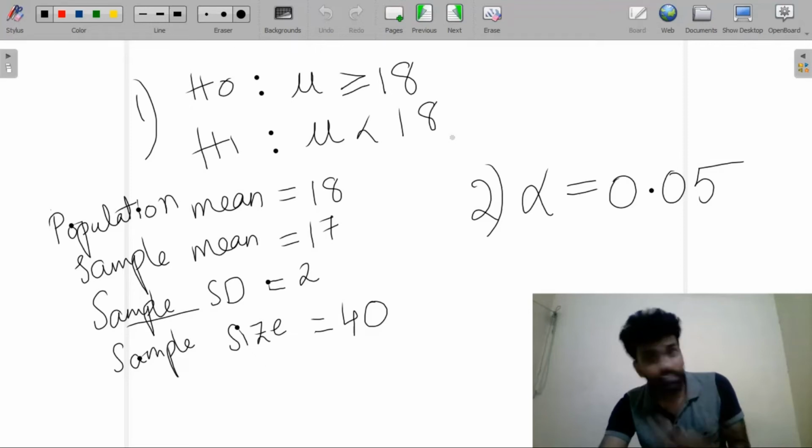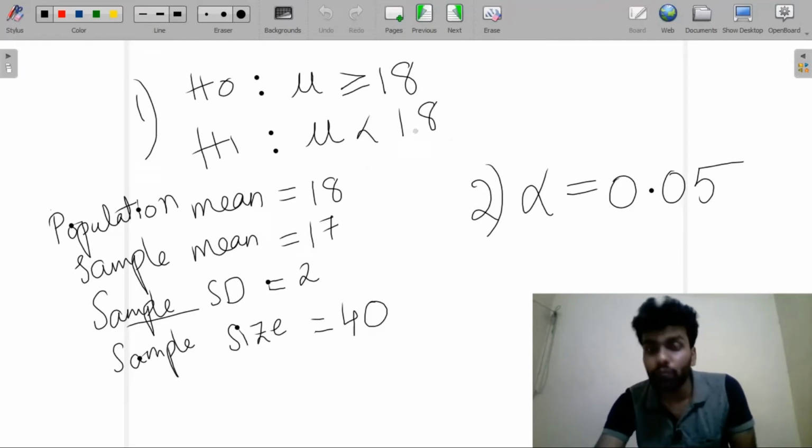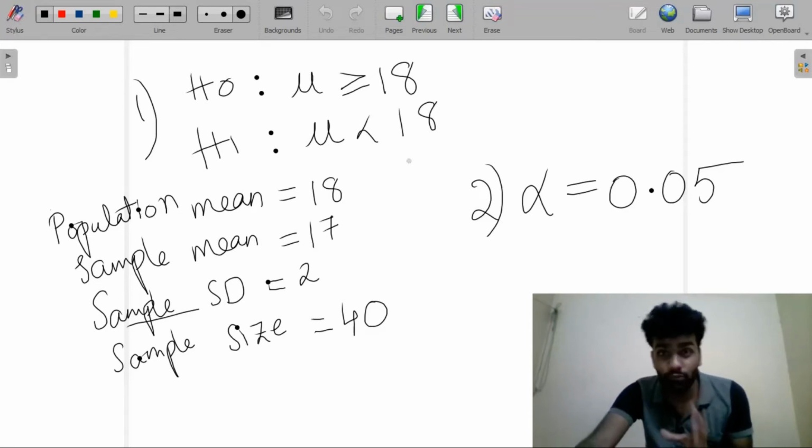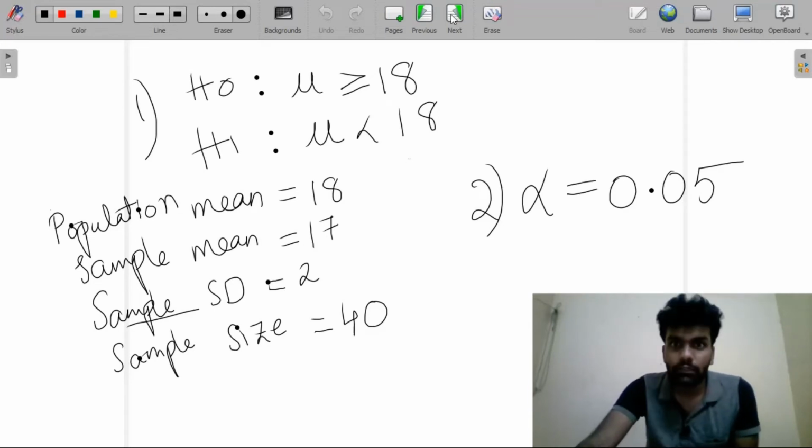If mu is greater than 18, we will just perform a right tail test. And if mu is not equal to 18, then we will just perform a two tail test. So that's what you should remember here.